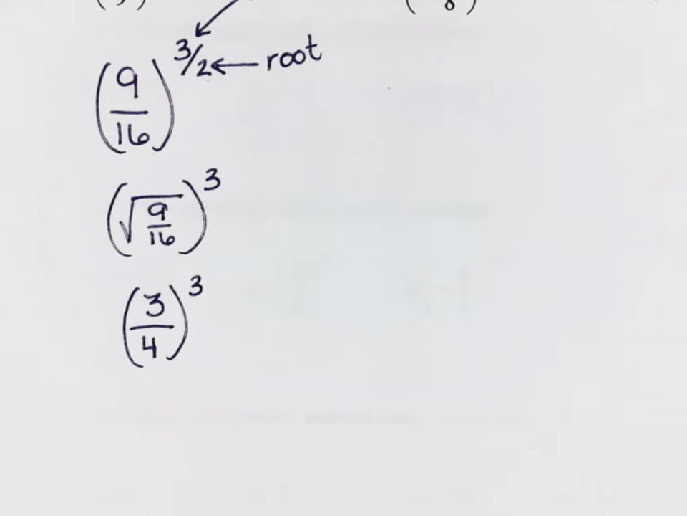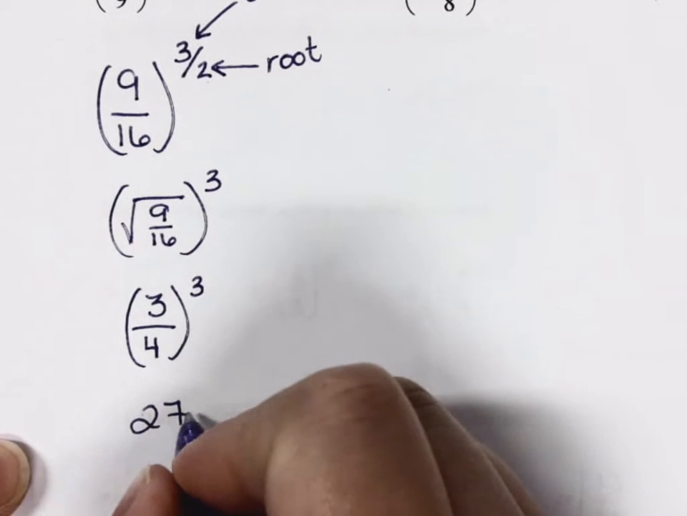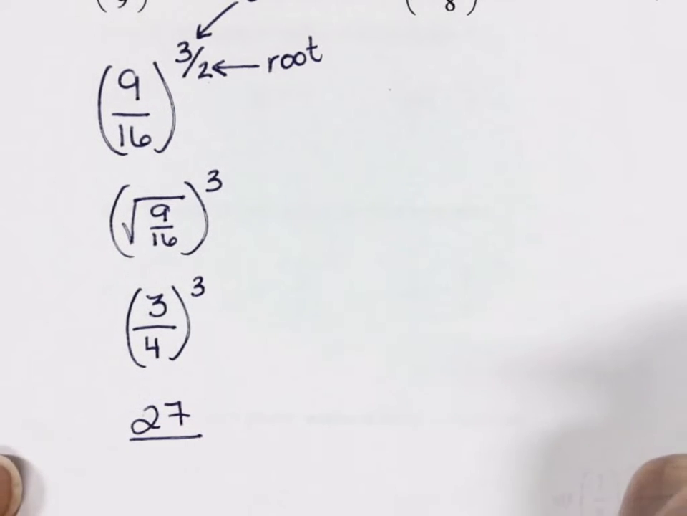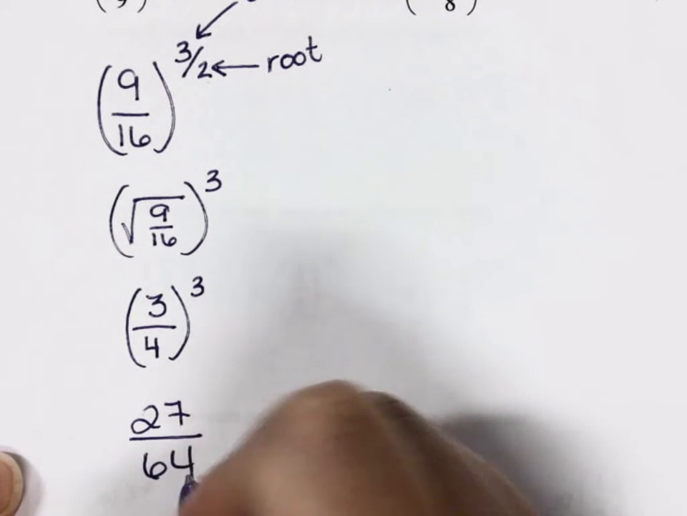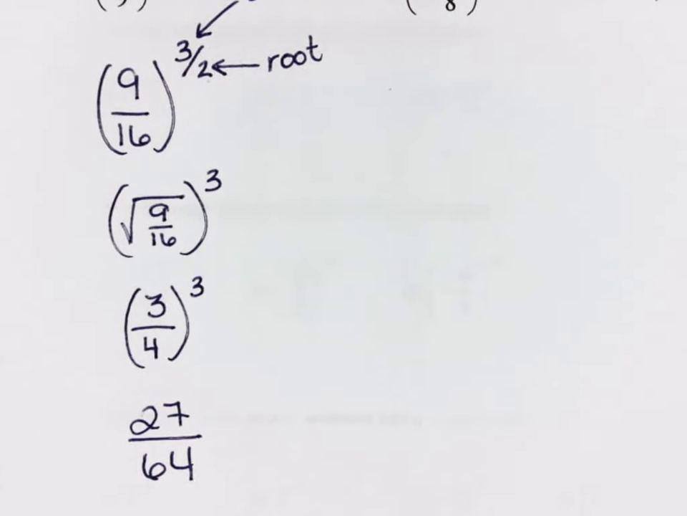So 3 cubed. What's 3 cubed? 27, thanks. And 4 cubed? 64. Can that be reduced? No. Yeah, definitely no. Okay.